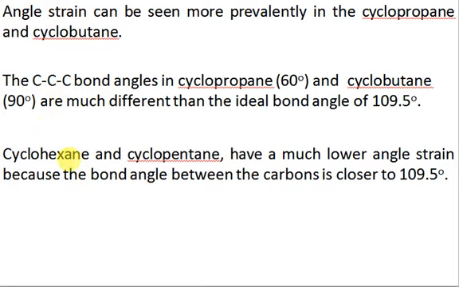In the case of cyclohexane and cycloheptane, they have much lower angle strain because the angles between the carbons are much closer to 109.5. In the case of cyclopentane, the bond angle is 108 degrees, a difference of just 1.5 degrees. Since this is a very small angle difference, we say that these cycloalkanes are strain free. If a system is strain free, it means it is stable and less reactive. So cyclopropane and cyclobutane are highly unstable because of this angle strain.